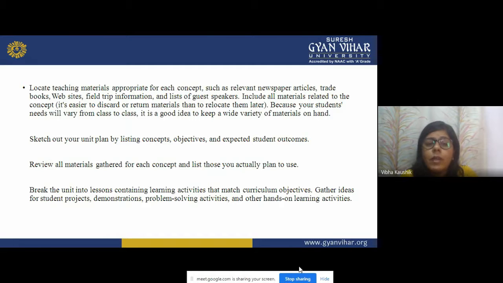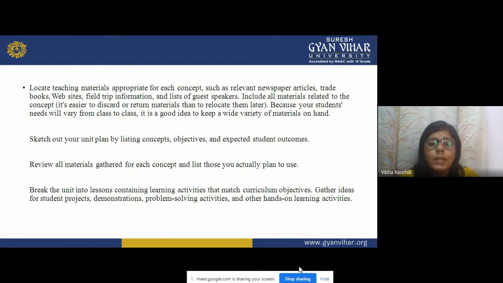Now, that will be again a teaching material appropriate, suited for that particular concept. Include all materials related to the concept. It means you have to include all the materials that are related to that particular concept. It is easier to discard or return material than to reallocate them later. It is easier to discard.